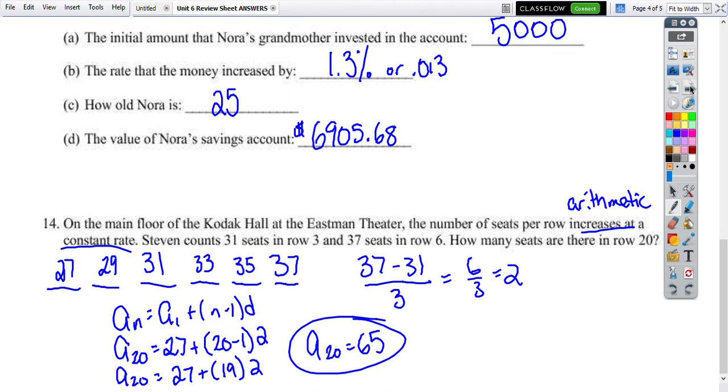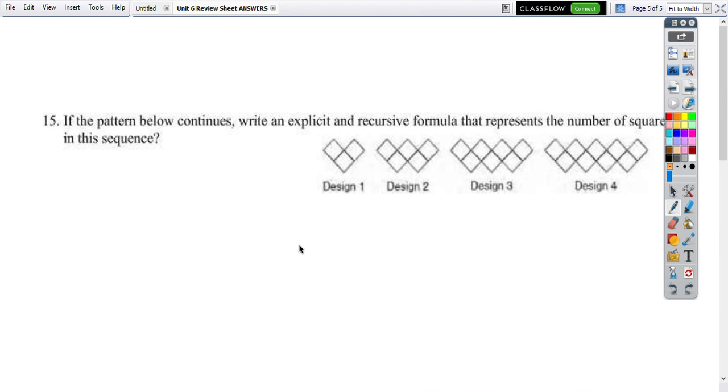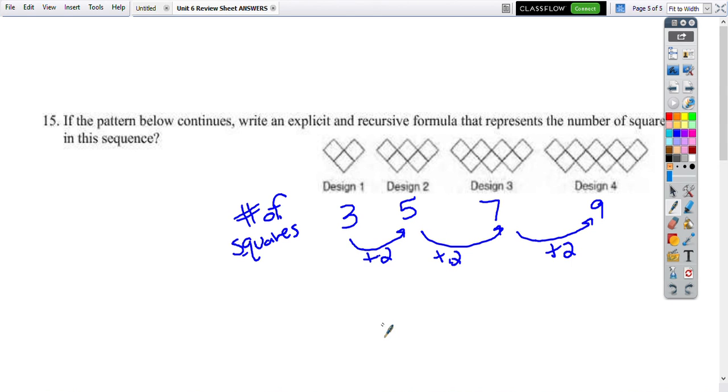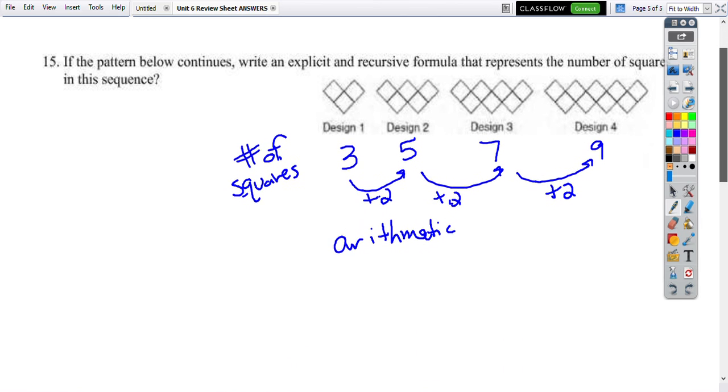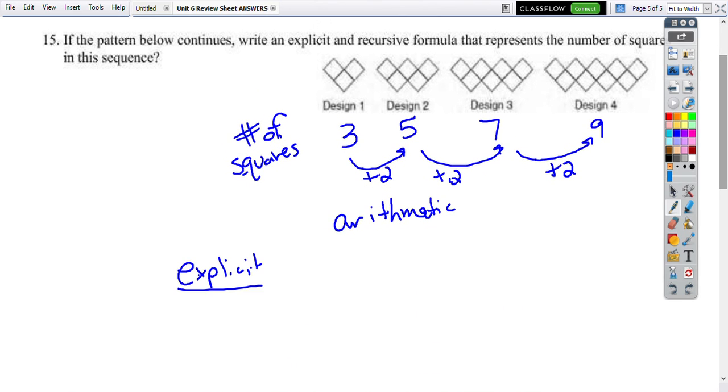All right, question number 15. The pattern continues. Write an explicit and recursive formula that represents the number of squares in the sequence. So design 1, how many squares does it have? It's 3, and 5, 7, 9, and so forth. So it's basically plus 2 every time. So it's arithmetic, okay? So the explicit formula is a sub n equals a sub 1 plus n minus 1 times d.